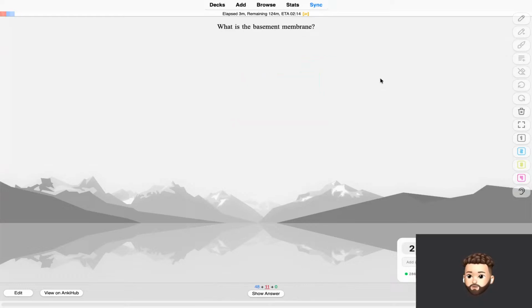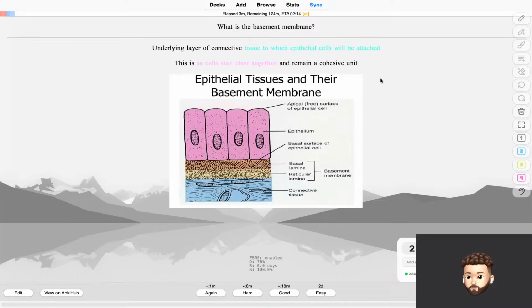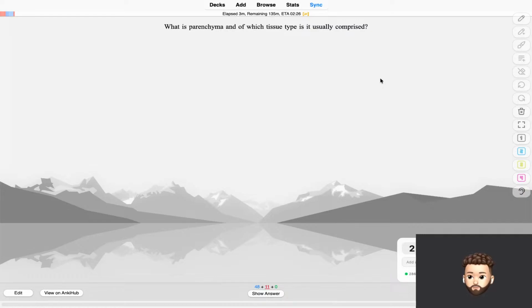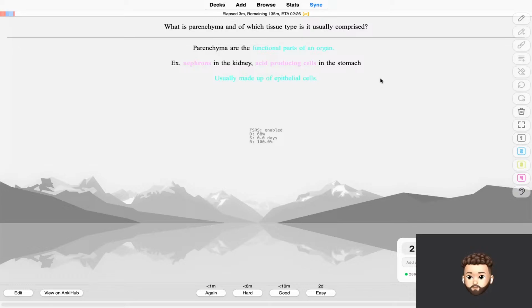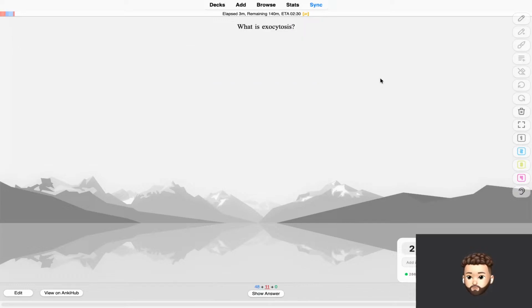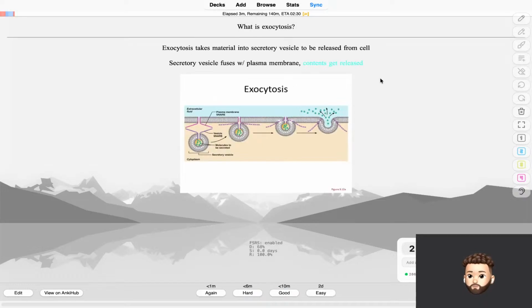What is the basal membrane? It is the underlying layer of connective tissue to which epithelial cells are attached. It is the functional part of an organ. It's composed of epithelial tissue. Basically, there are some molecules inside of a secretory vesicle, and it goes and fuses with the membrane in order to release the contents.